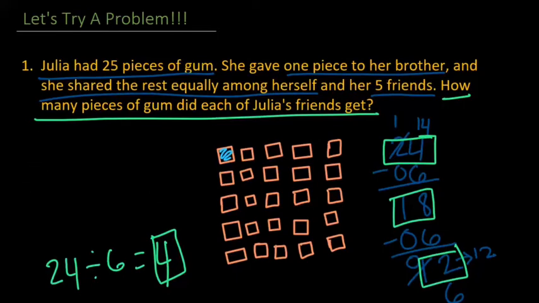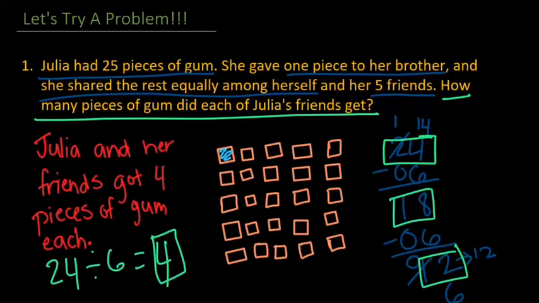So let's write that down. Okay, so I wrote the answer down in a complete sentence. Julia and her friends got 4 pieces of gum each. That's our answer, 4 pieces of gum. So I'm gonna put a square around the 4. Okay, there we go.